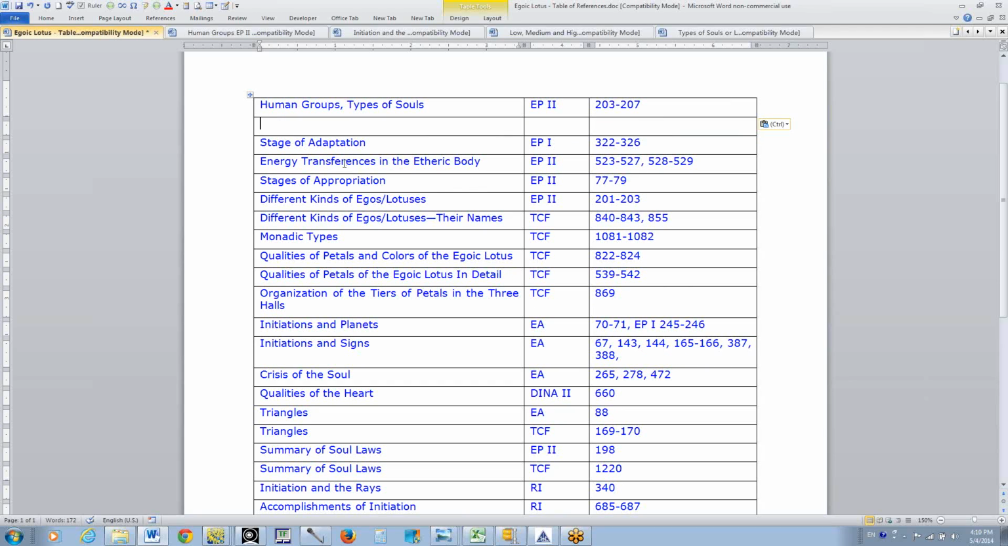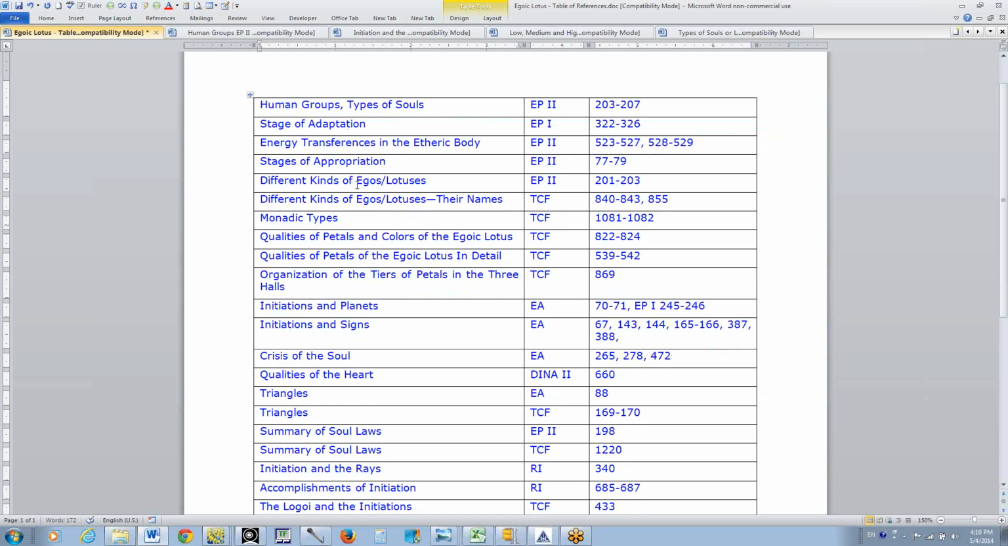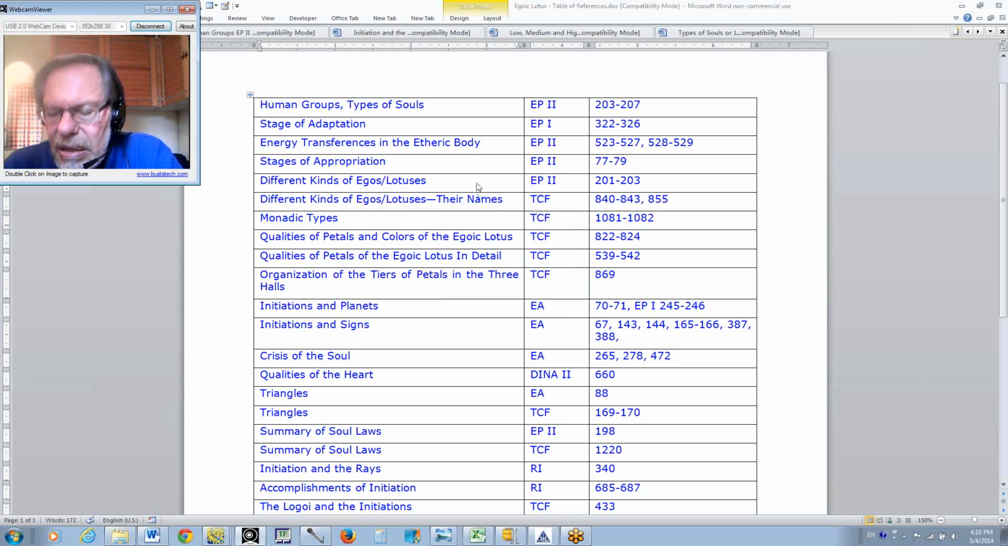We're going to look at energy transferences within the human body. We're going to look at the stages by which the soul appropriates the different vehicles. Inevitably, we will discuss different types of egoic lotuses, because DK has some names for them, and it helps us understand how they are classified in the inner karmic departments when they are being considered. So the names of those, as they are given in different places, will also, I guess this is somewhat in alphabetical order, maybe we'll take it that way, the monadic types.